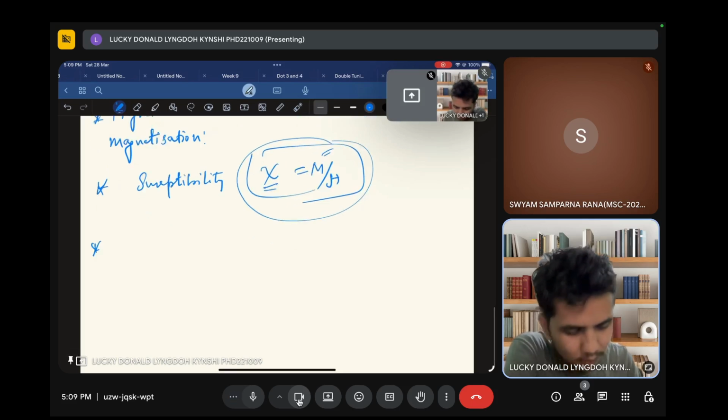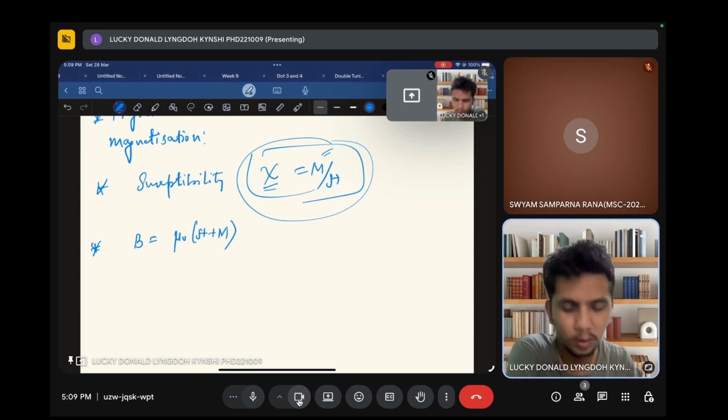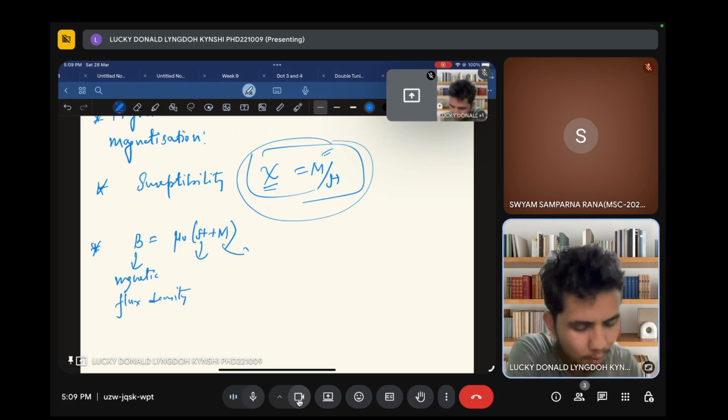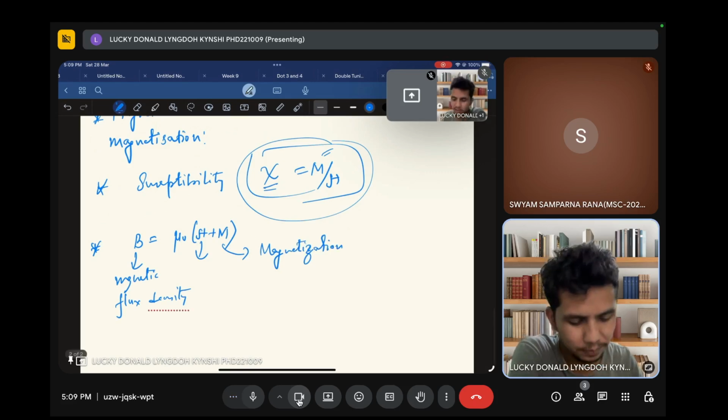Now, there are also some relations and formulas which I can write here. B is equal to mu naught times (H plus M). Here H is your magnetic field intensity or field strength, B is your magnetic flux density, and M is your magnetization.